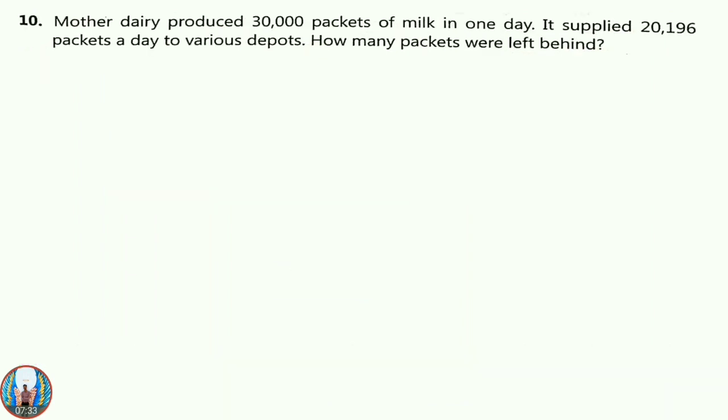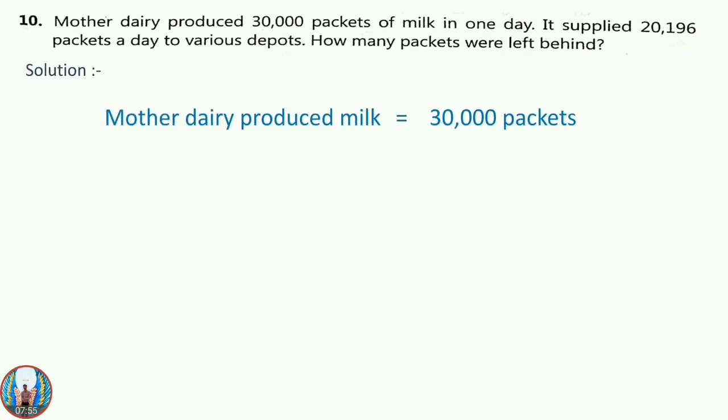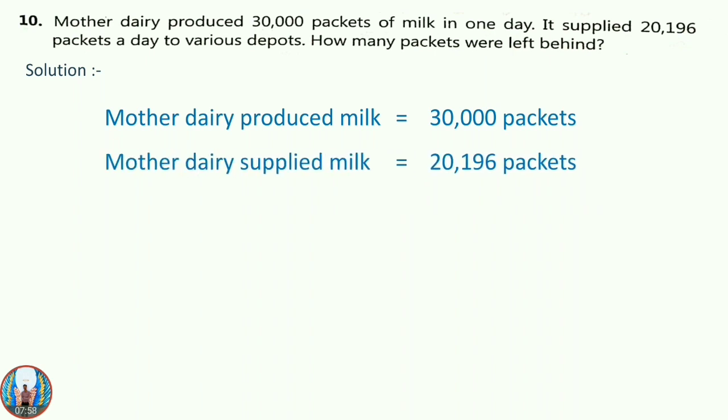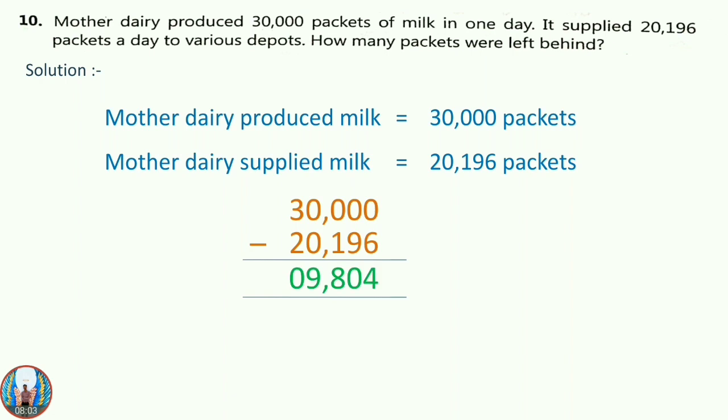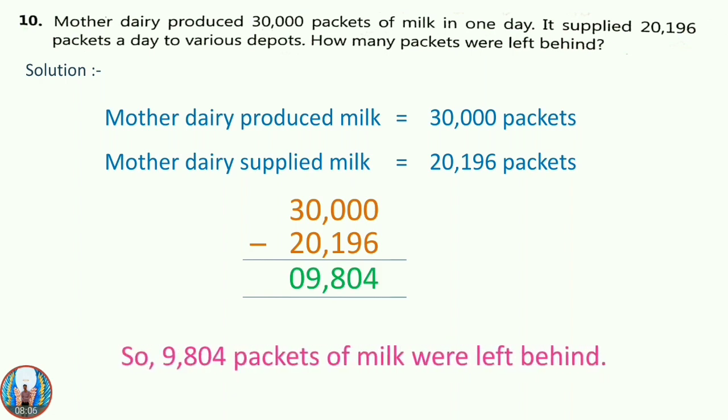89,999. Question number 10. Mother Dairy produced 30,000 packets of milk in one day. It supplied 20,196 packets a day to various depots. How many packets were left behind? Now, the total production is 30,000 packets. Mother Dairy supplied milk 20,196. So the difference is 9,804. So 9,804 packets of milk were left behind.